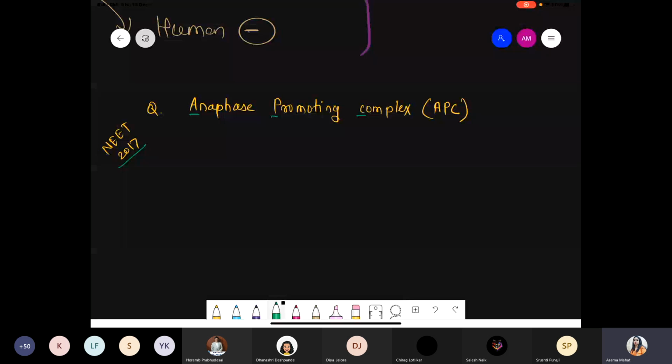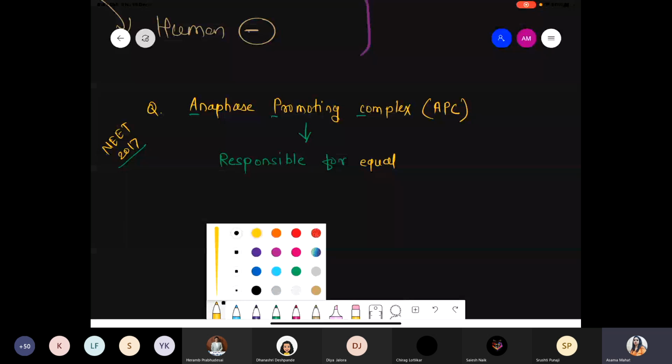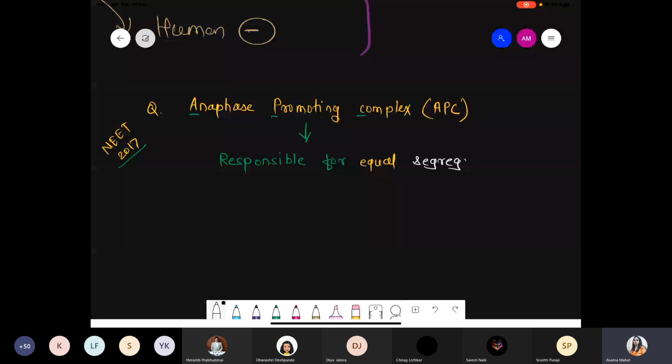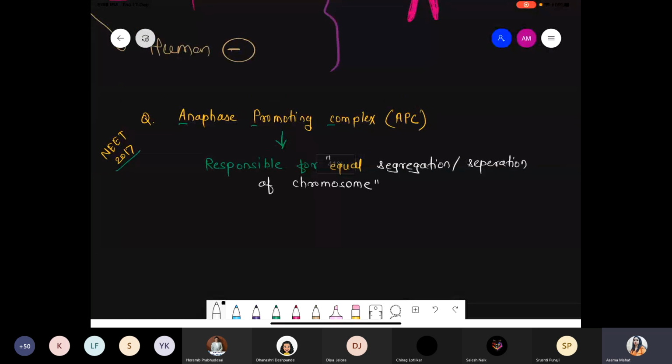Obviously, from the name we can tell this is a complex, a group of proteins responsible for promoting anaphase, handling and controlling it, so that everything is normal and cell division proceeds successfully. The anaphase promoting complex is activated during anaphase and is responsible for equal segregation, that is equal separation of chromosomes. This is the major function of the anaphase promoting complex.